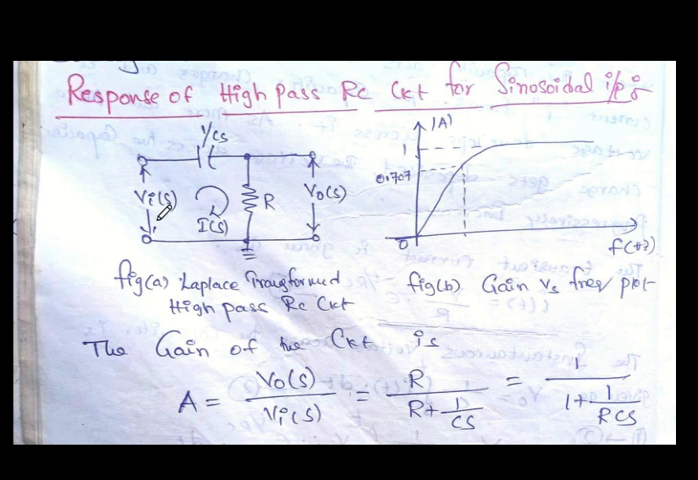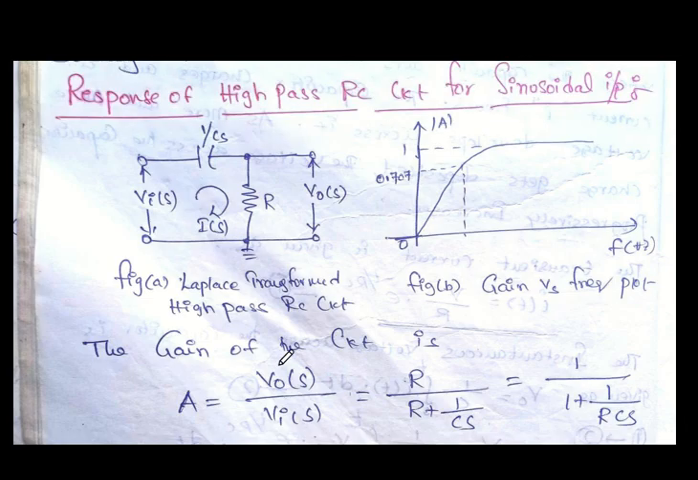Here Vi(s) represents the Laplace transform of the input signal, 1/Cs is the Laplace transform of the capacitor, and V0(s) is the output. This represents the frequency versus gain response of the high pass RC circuit we already discussed. Now let us define the gain of the circuit. Gain is nothing but output by input. Here the output is V0(s) and the input is Vi(s).